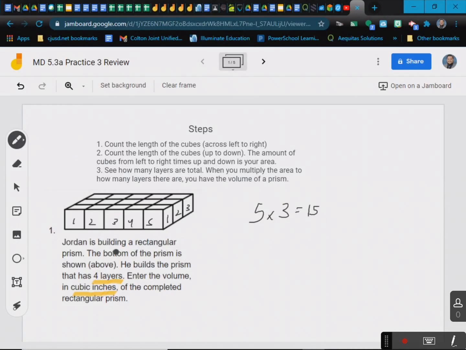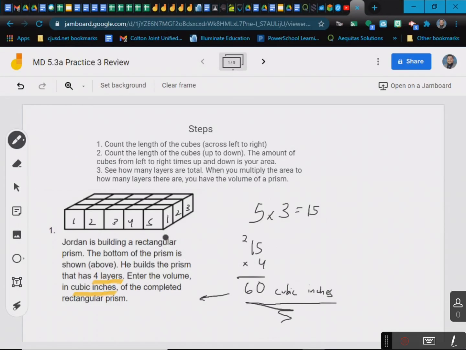Now, how many layers total do I have? I have 4 layers. So I take 15 and I multiply that times 4. 4 times 5 is 20. Carry the 2. 4 times 1 is 4 plus 2 is 6. 60. That's going to be 60 cubic inches because that's what it shows right there, right? So that's my final answer. I'm not going to circle that because it's kind of sloppy. I'll underline it for you. That's my final answer. 60 cubic inches.